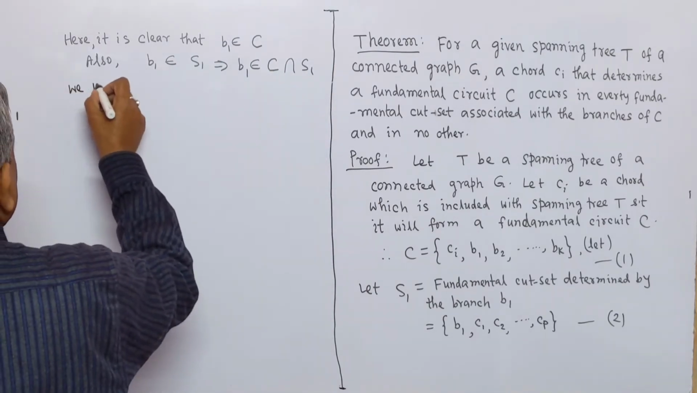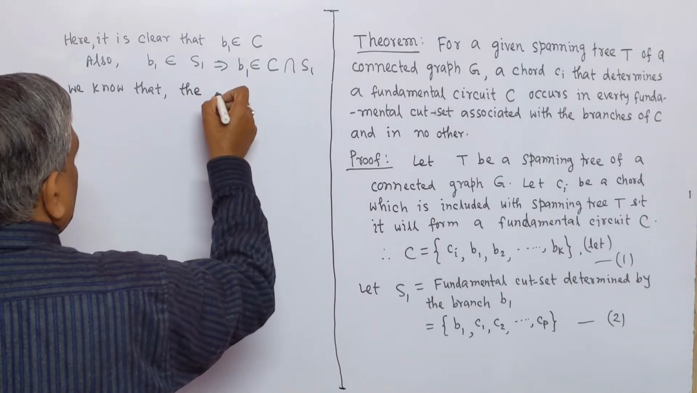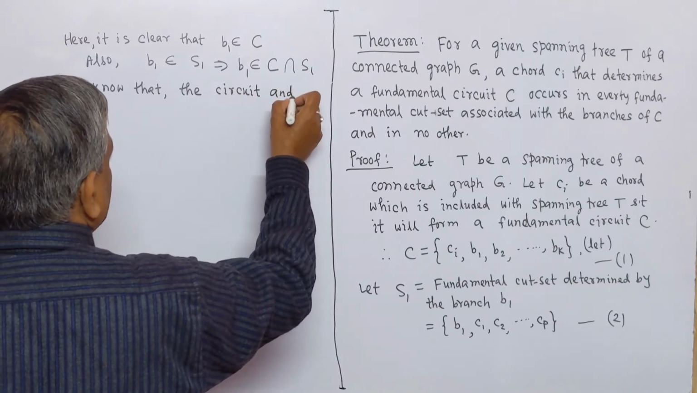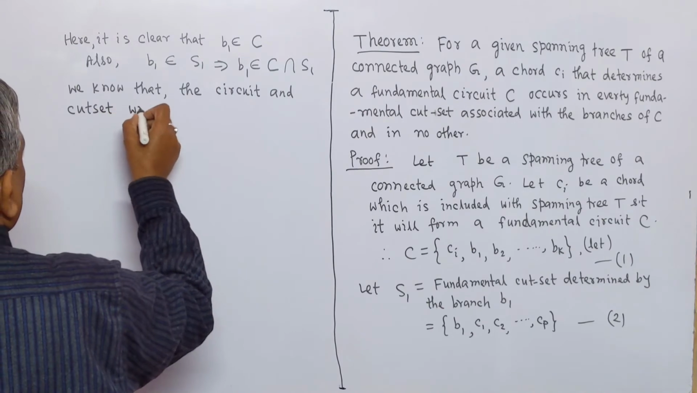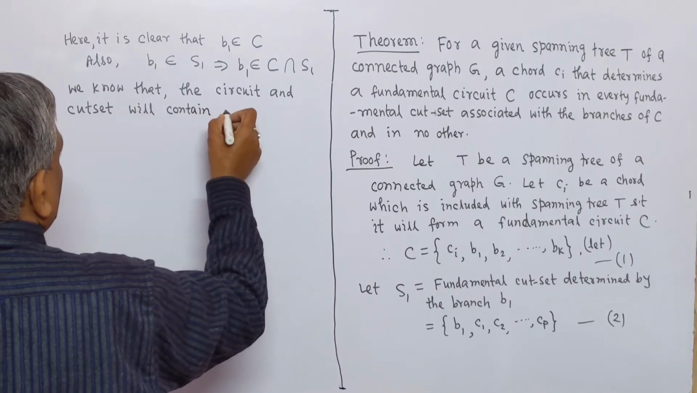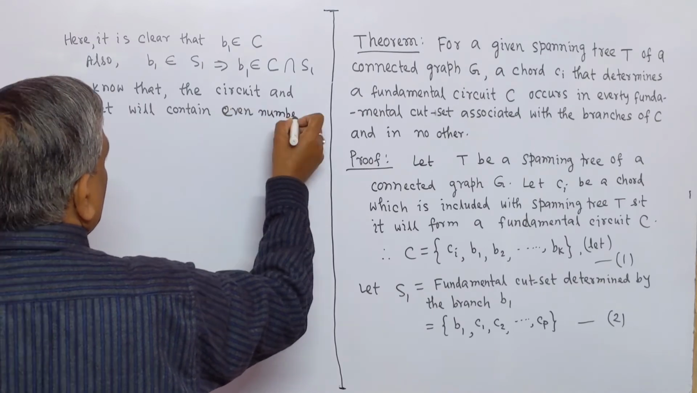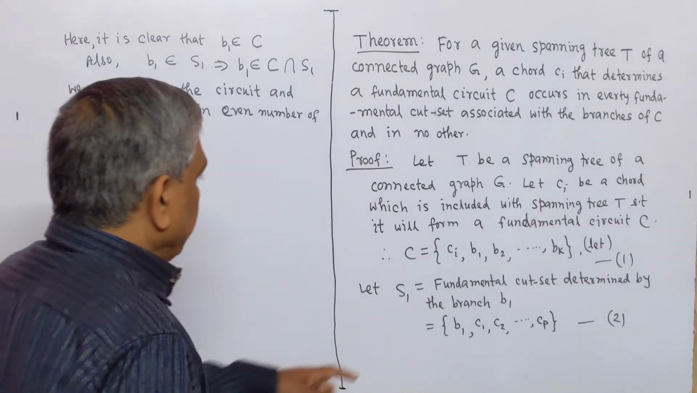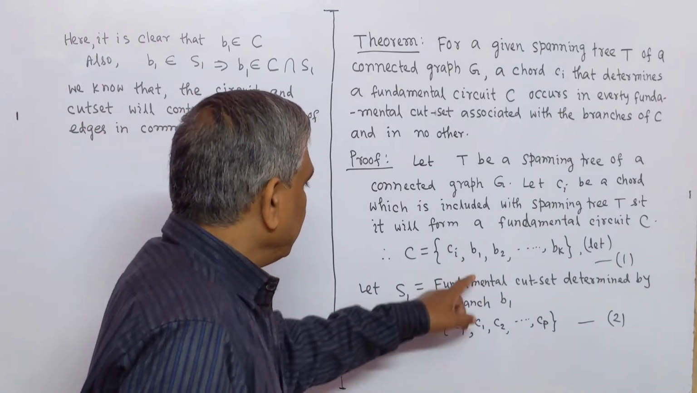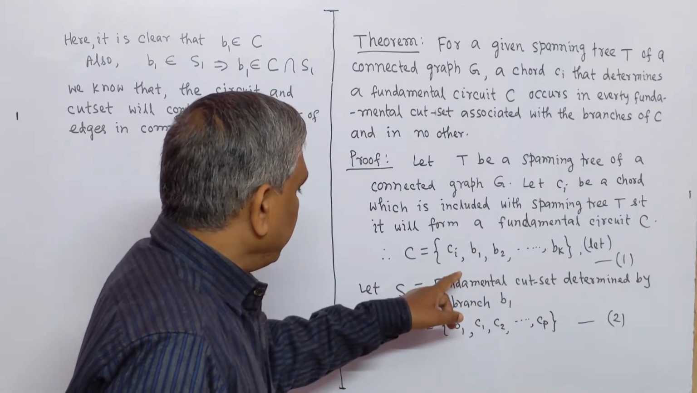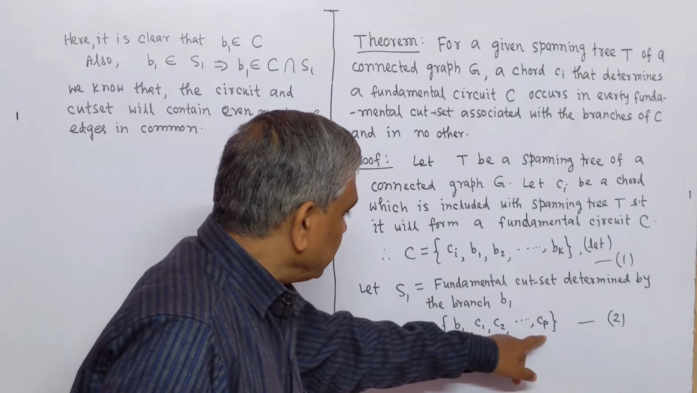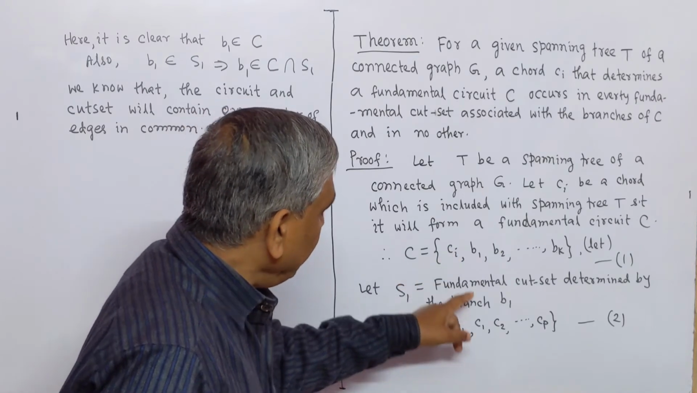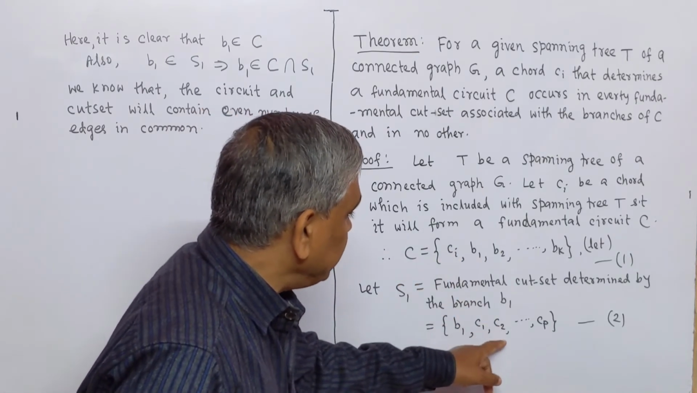We know that the circuit and cut set will contain an even number of edges in common. Here one edge B1 is the common edge. Therefore, the remaining ones here are chords, and here Ci is a chord. So Ci will be one of C1, C2, Cp.